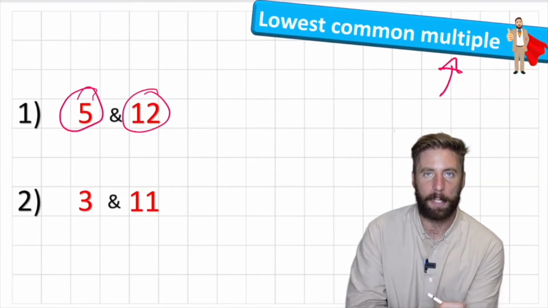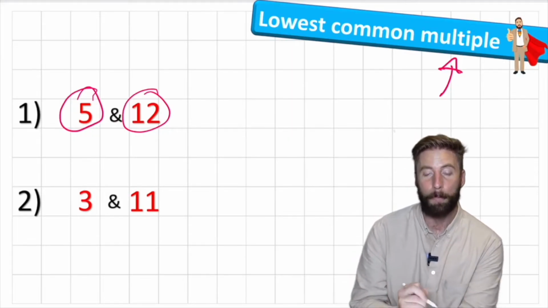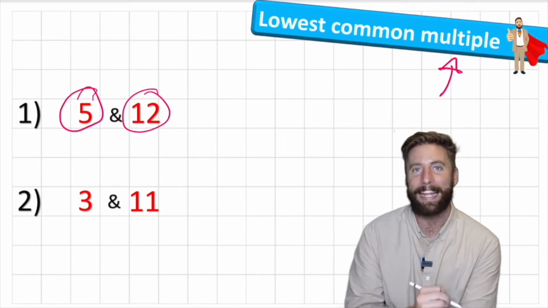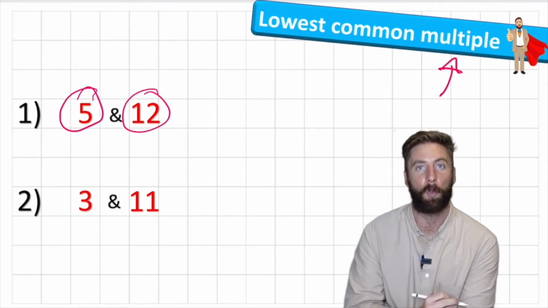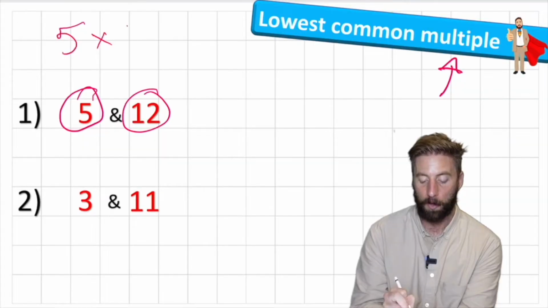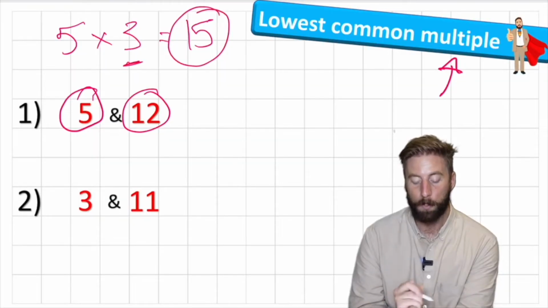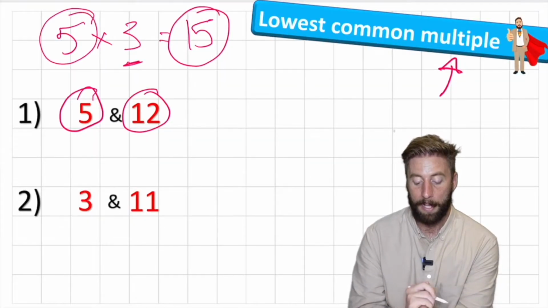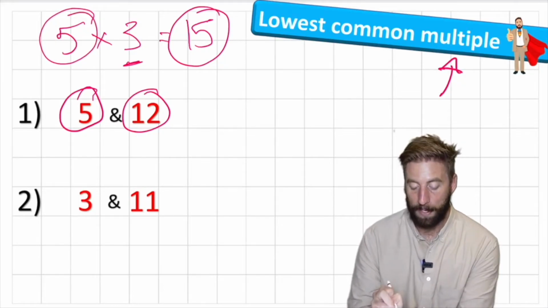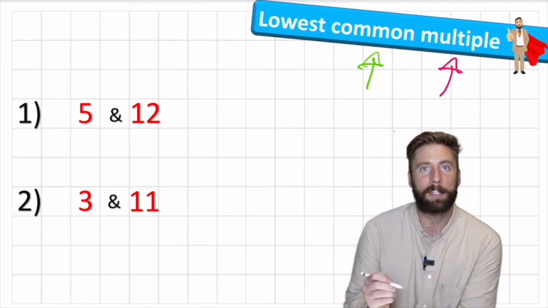Or a fancy way to think about it is a multiple is the product of our number multiplied by any integer, an integer being a whole number. So for example, 5 times 3 equals 15. 15 is the product, 3 was the integer we multiplied our number by, and therefore 15 is a multiple of 5. Okay?